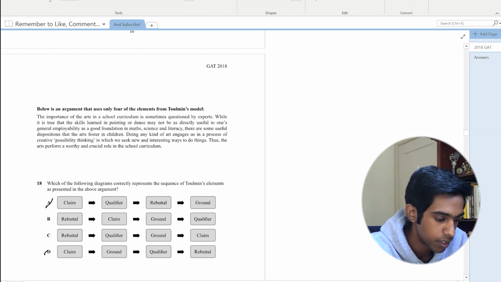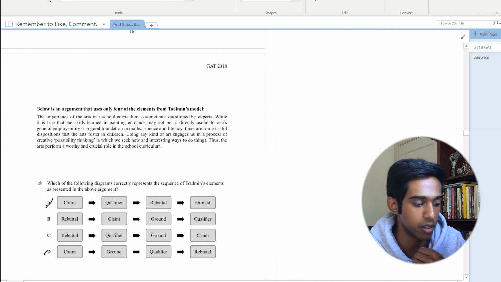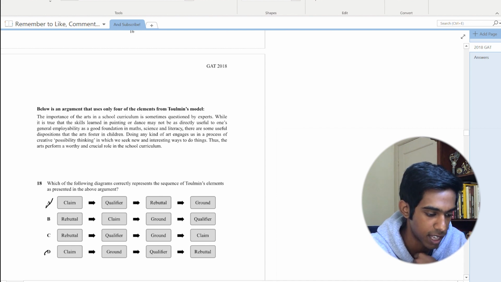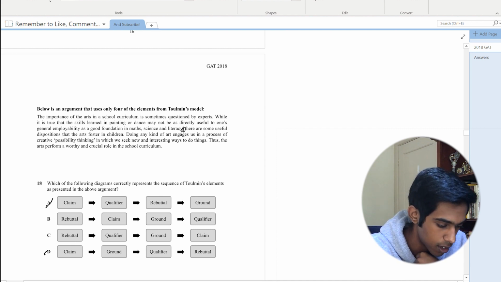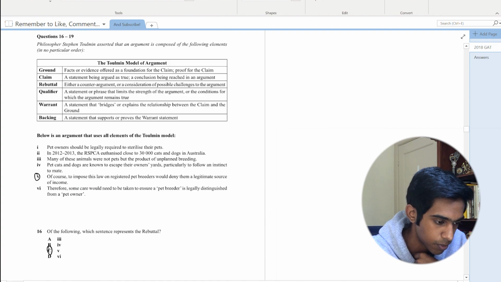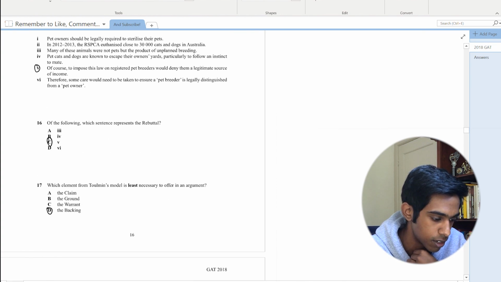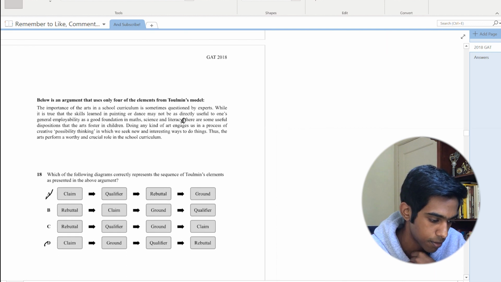So they say, while it is true that the skills learned in painting or dance may not be directly useful, there are some useful dispositions that the arts foster in children. So that is the claim, and this is the qualifier, or the ground. The ground is, let's have a read again, facts or evidence offered as foundation for the claim.